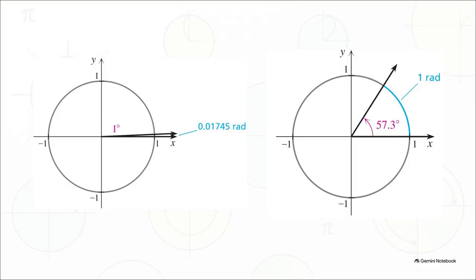This shows the massive night and day difference between a degree and a radian. A 1-degree angle is just a tiny, microscopic sliver of the circle, specifically 0.01745 radians. But a 1 radian slice, that is a hefty, substantial piece of the pie. In fact, 1 radian is roughly 57.3 degrees, so it's a way larger unit of measurement.